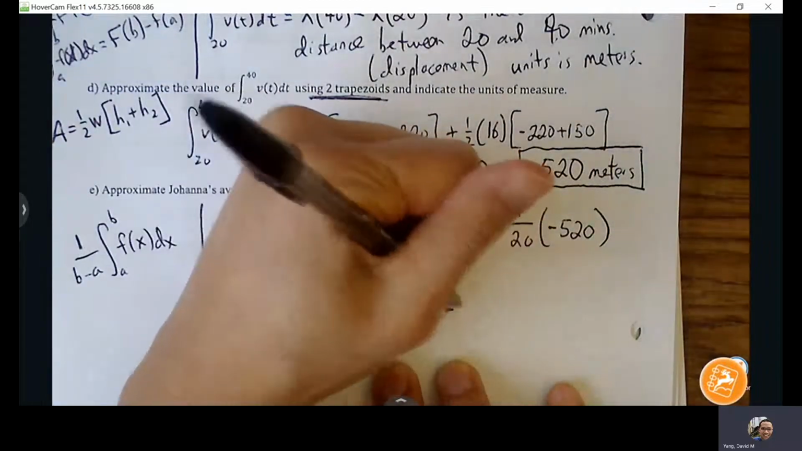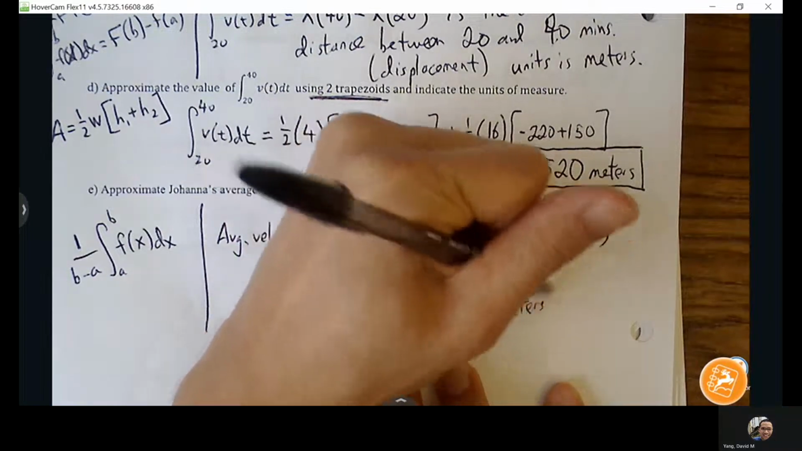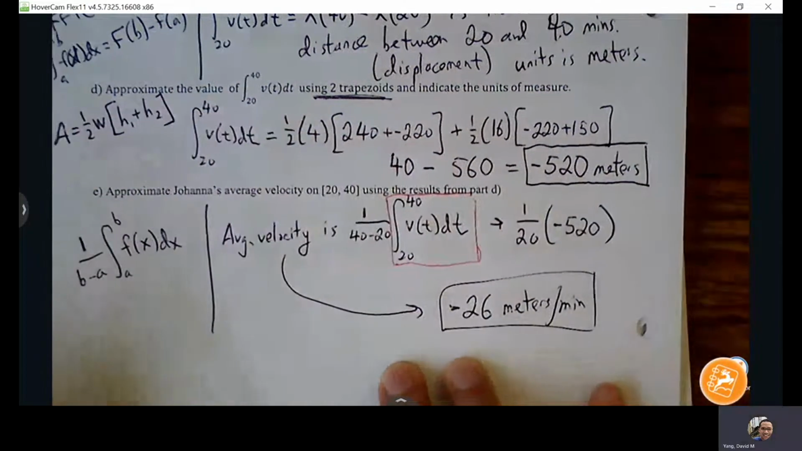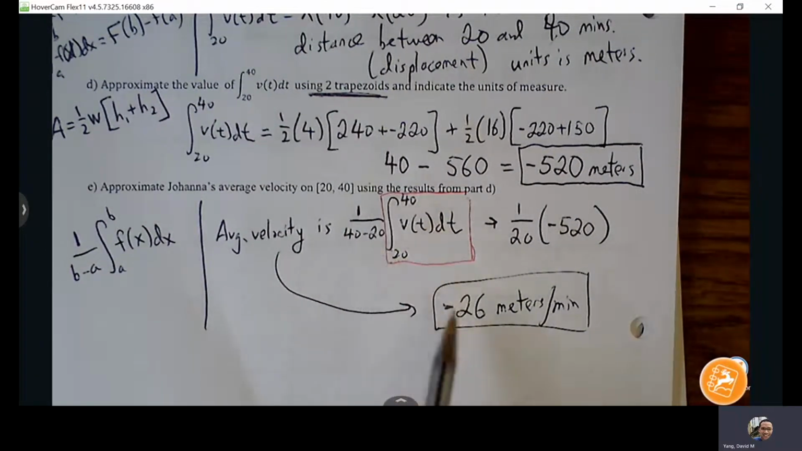Okay, so this gives me negative 26 meters per minute. So this average velocity basically tells us that between 20 and 40 minutes, she's going to average about 26 meters per minute in the opposite direction.